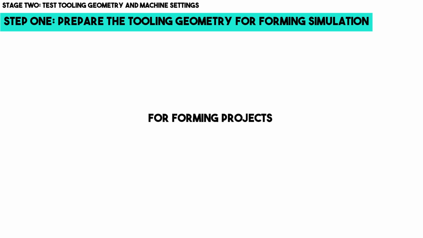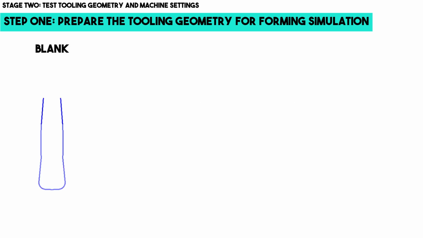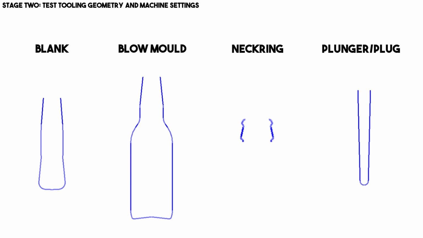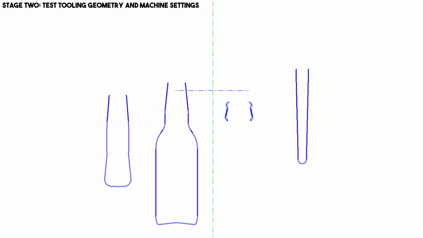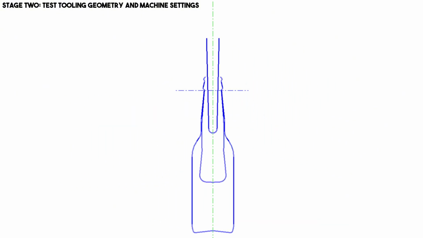For forming projects, 4 separate files are required: the blank mold, the blow mold, neckring, and the plug or plunger depending on the process type. The last part of the file name must have an identifier, and they have to be aligned to the neckring line and center line. As this is a round bottle, the user only needs to prepare the right-hand half of the drawings, and the other half will be drawn automatically when imported in Elfen GD.